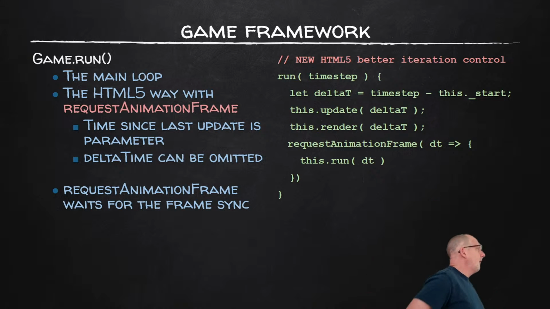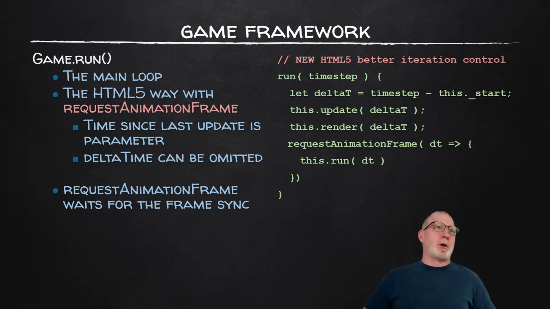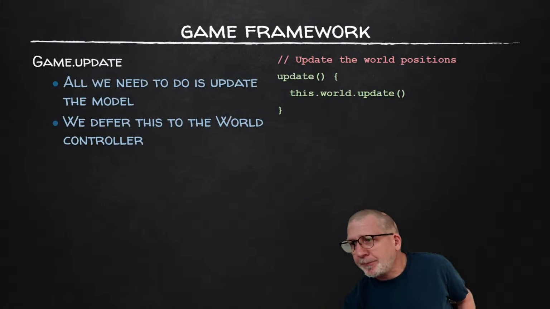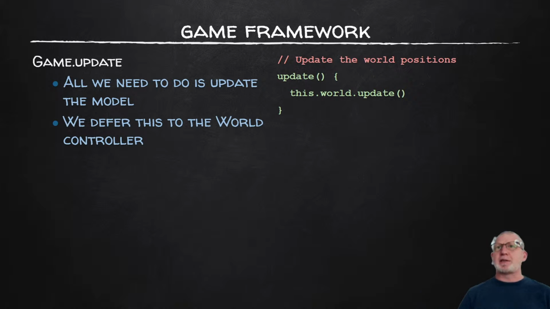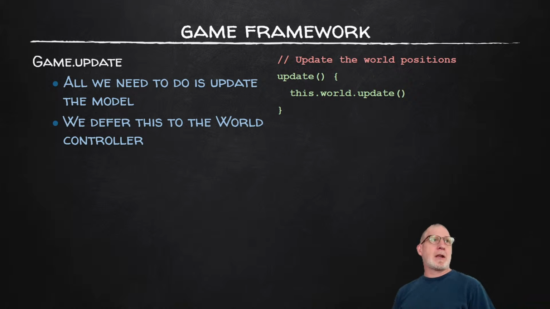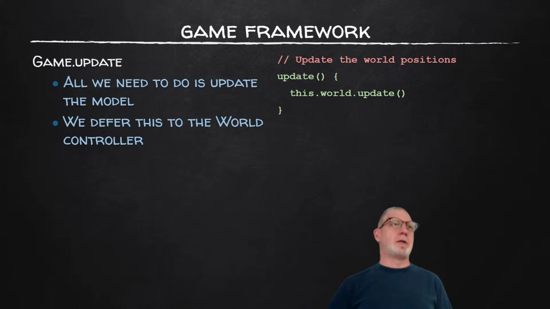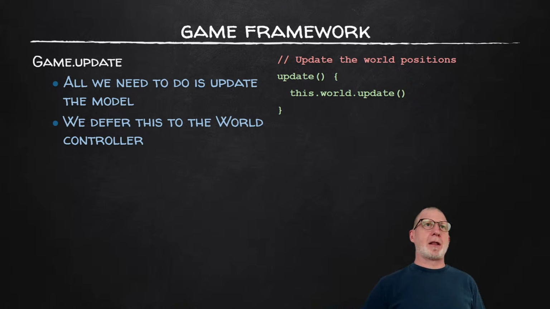Now, what do we do in the update and render methods? Those are part of the game. So I'm a lazy programmer, so I'm going to defer it all off onto other things. Okay. The first thing is, all I'm going to do in the update is tell the world to update itself. In fact, everything I build is probably going to have an update and a render method.